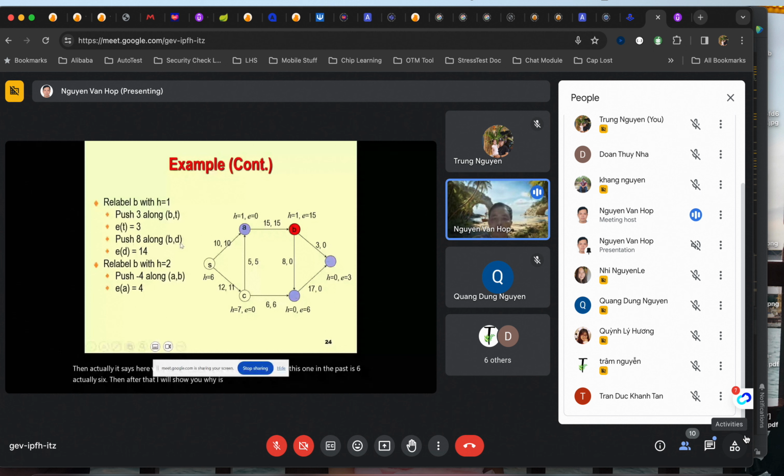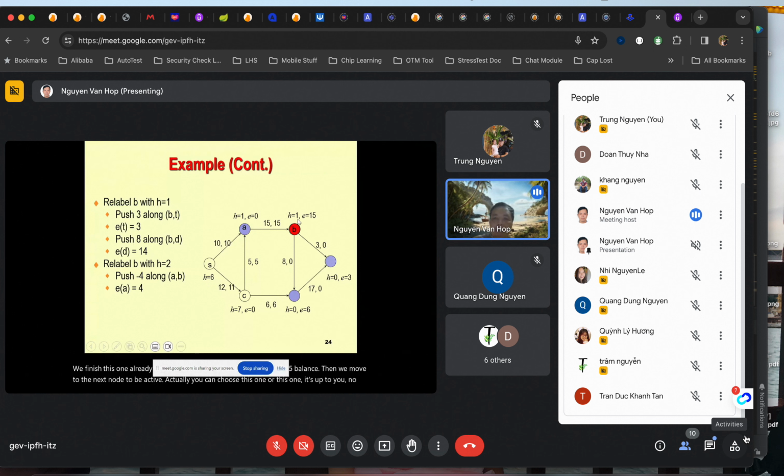Then we finish this one already, because this one is balanced already, 15 balanced. Then we move to the next node to be active. Actually, you can choose this one or this one, it's up to you, no problem. But in this case, we will rise up S equal to 1.